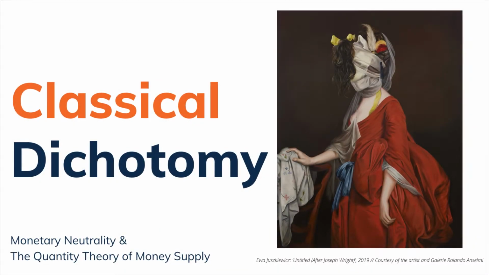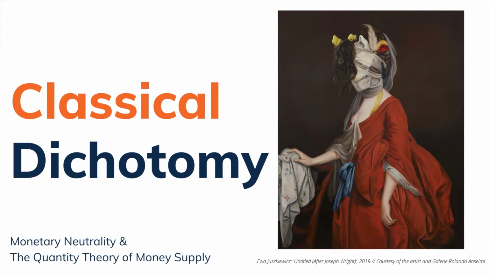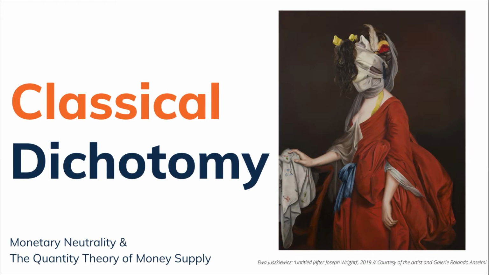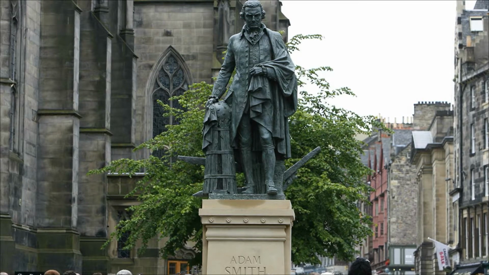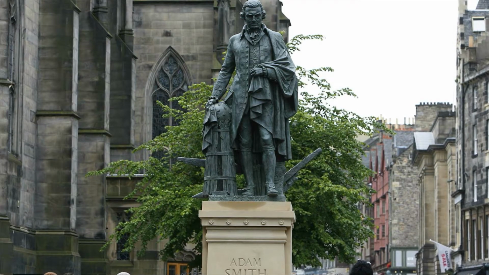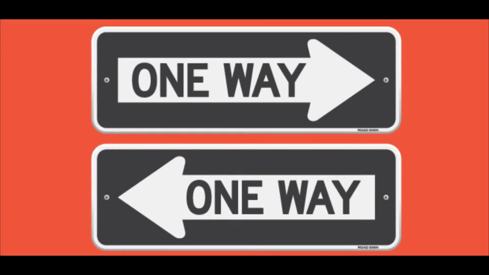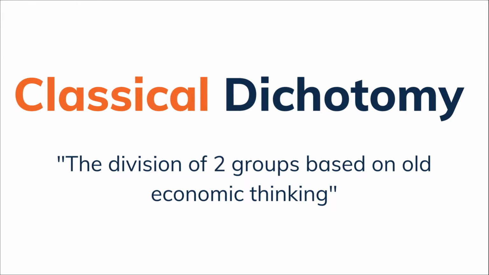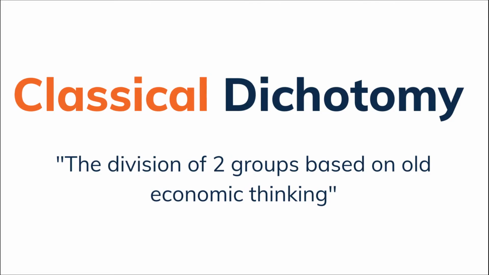The classical dichotomy and monetary neutrality. Alright, what does this mean? Well, classical is a word in economics used to refer to old economic thinking, and dichotomy means a division between two groups. Therefore, classical dichotomy means the division of two groups based on old economic thinking. Well, what are the two groups then?